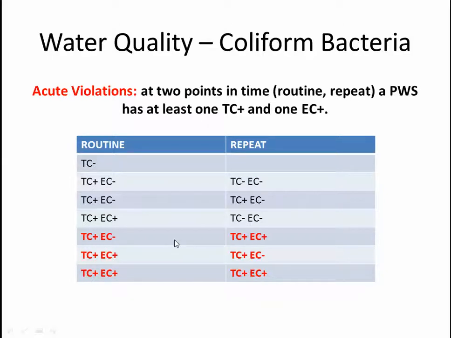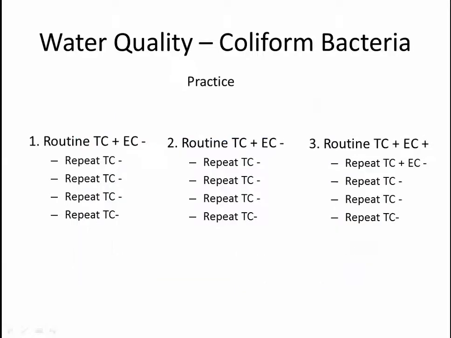Total coliform positive routine and an E. coli positive repeat, or total coliform positive routine and just a total coliform positive repeat, or both points in time have E. coli positive. So that is the definition of an acute quality violation. So let's go through some examples.